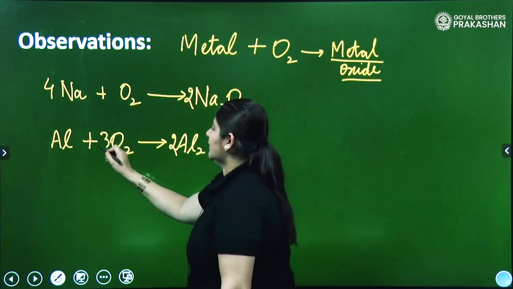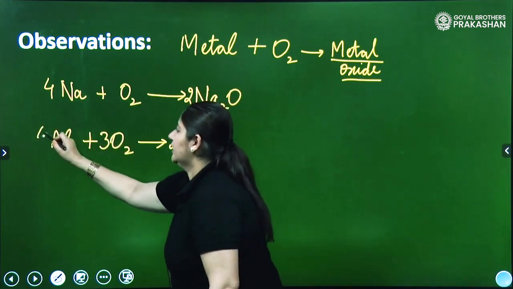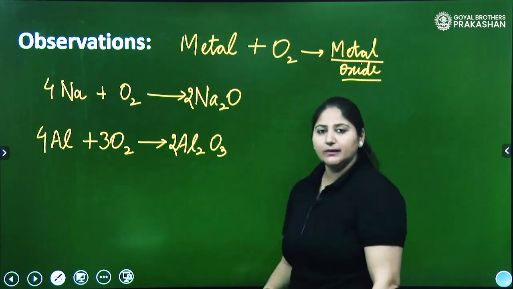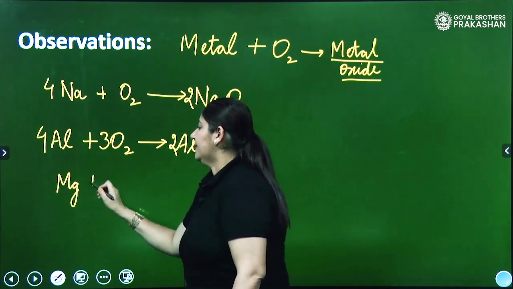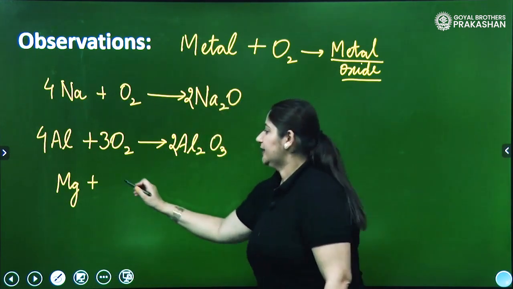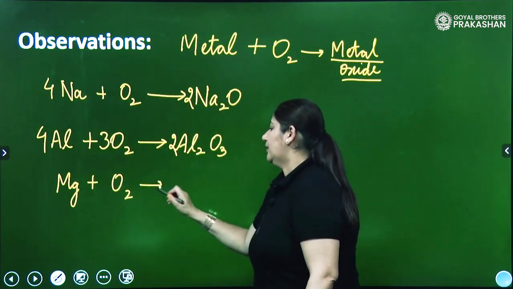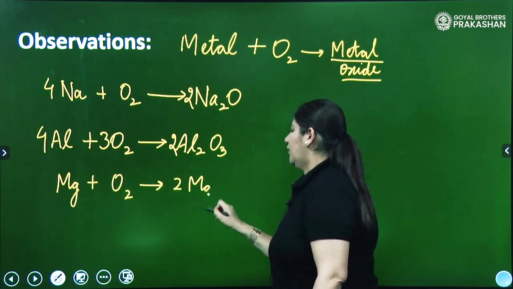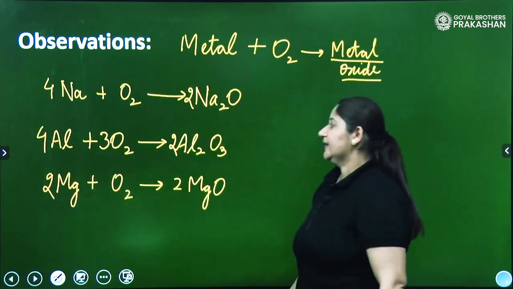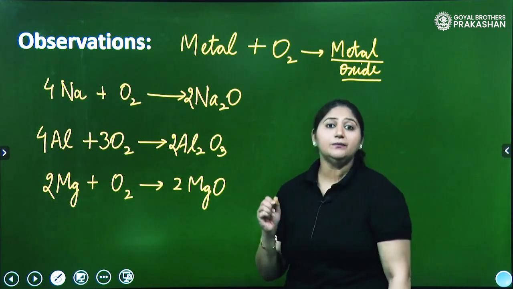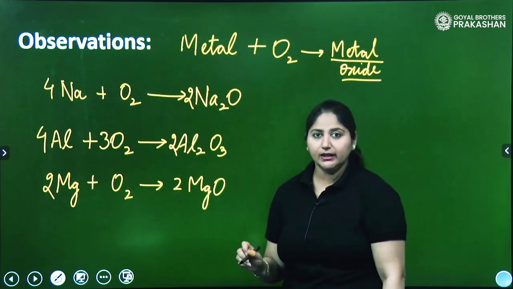So let's make 6 oxygens here and 4 aluminium atoms here. Similarly, when we did the burning of magnesium ribbon, it reacted with oxygen to form 2MgO. Yes, and let's balance it also. Done.